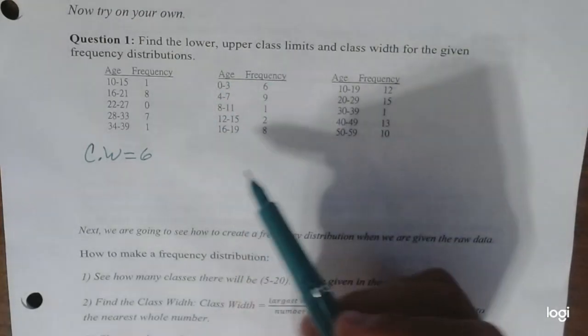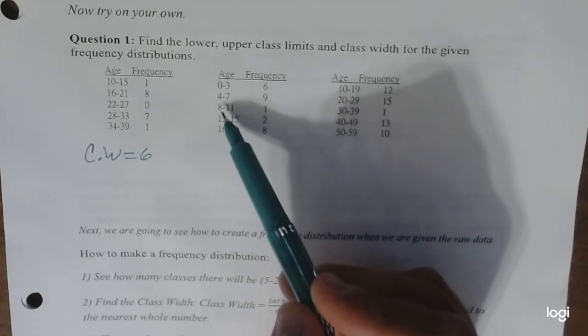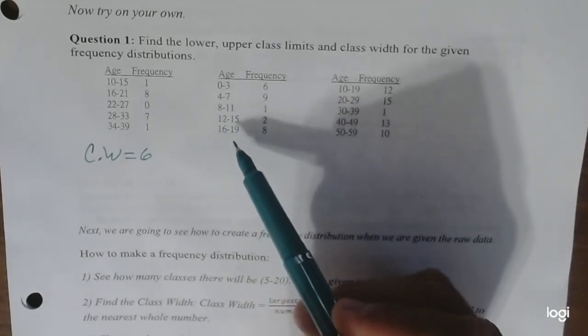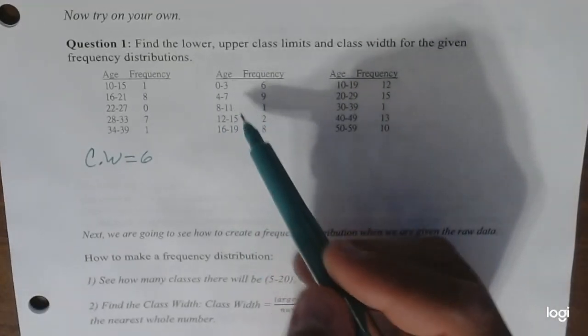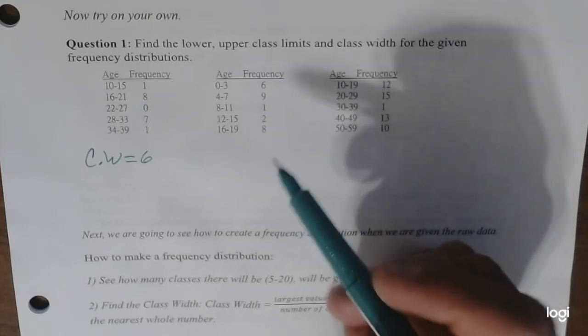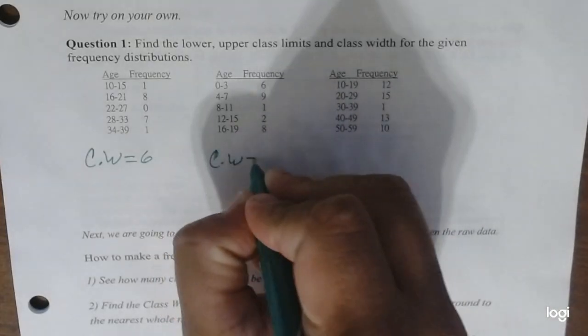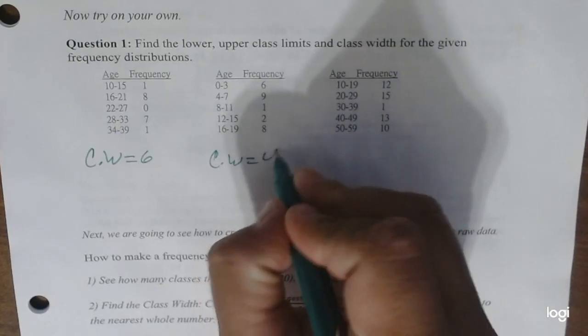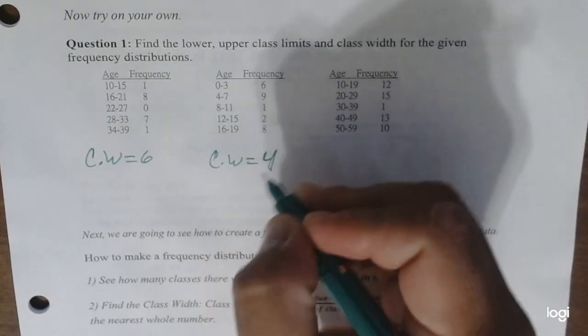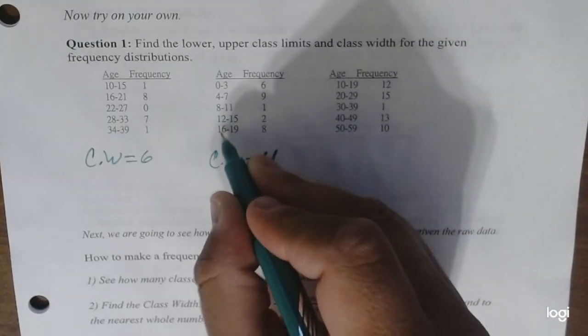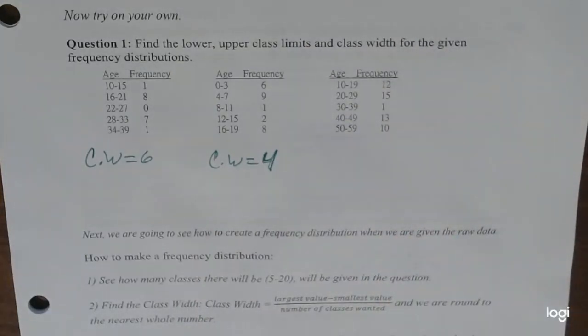Over here, the lower class limits should be 0, 4, 8, 12, and 16. Upper class limits should be 3, 7, 11, 15, and 19, right? And then the class width would be, let's say, 4 minus 0, or 4, right? And there we go. And again, you can do any of them, right? 16 minus 12 is 4. It's always going to be the same number either way.